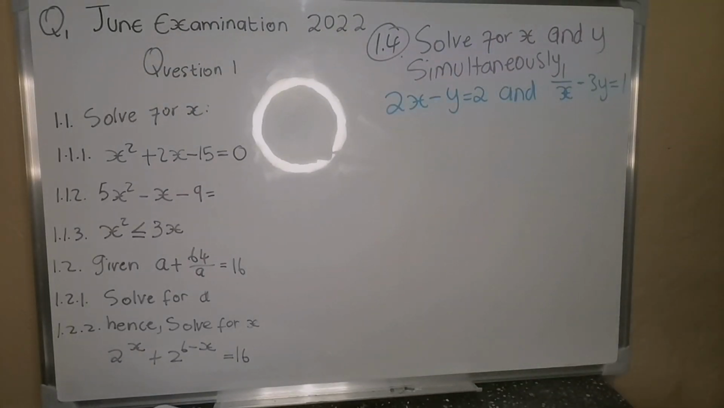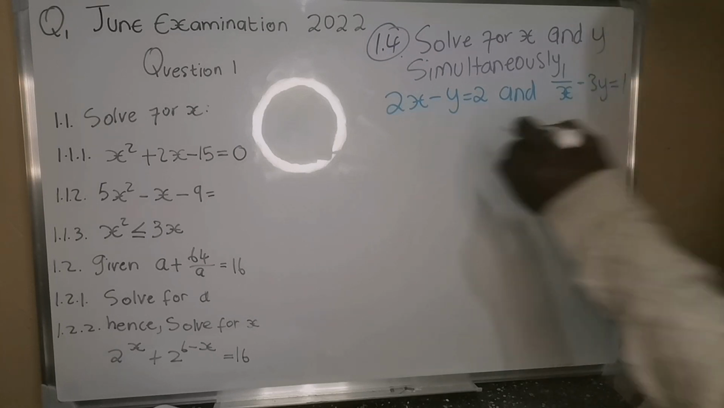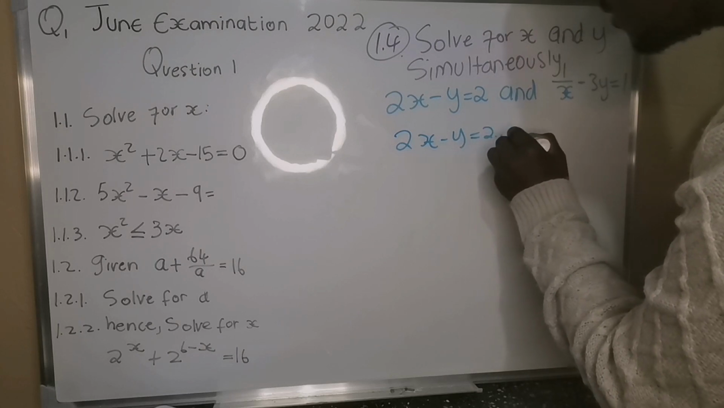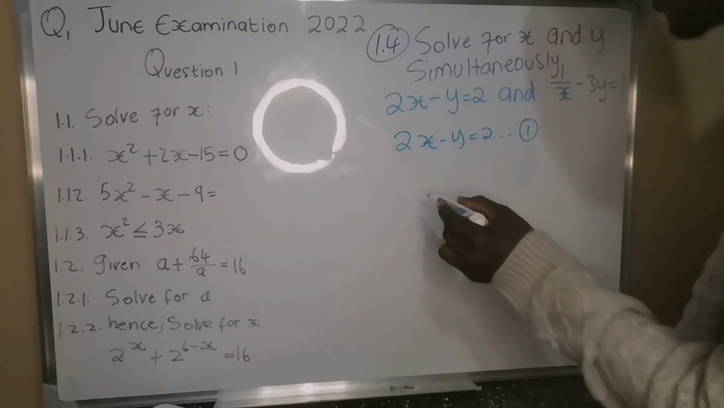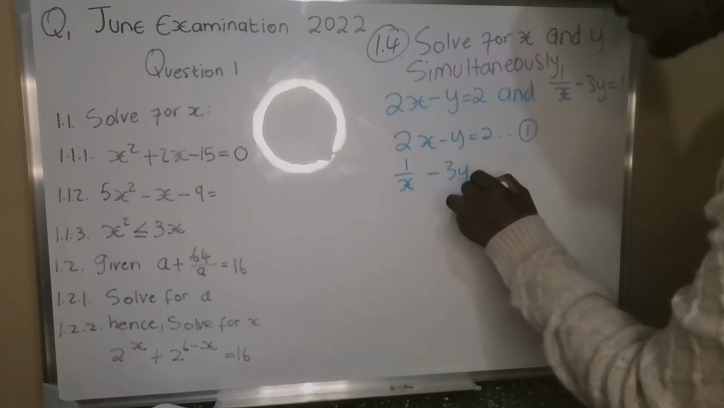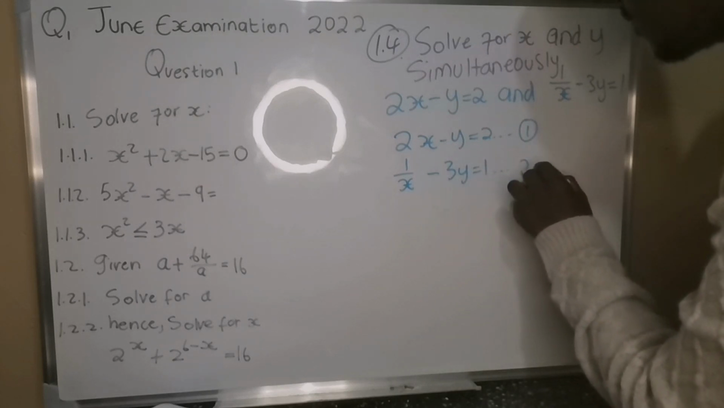Let me just use the very same color. It's not a problem. So, for simultaneous equations, you just introduce two equations first. So my first equation, you have 2x minus y equal to 2. My second equation, you have 1 over x minus 3y equal to 1.